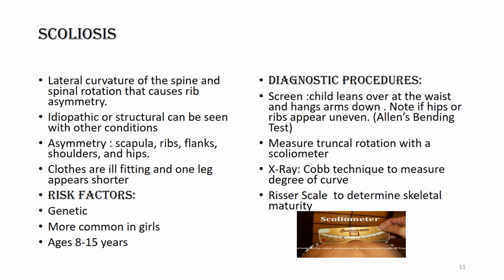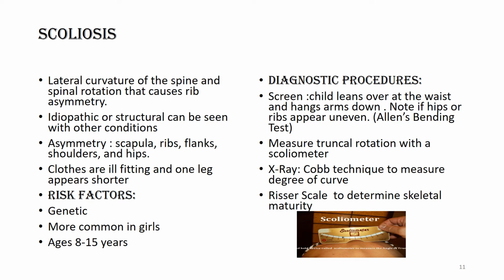When you look at the child, you'll see that his clothes are ill-fitting, with one leg appearing shorter than the other. The risk factors, of course, are genetic, but it's more common in girls and boys, and it's noted between ages 8 and 15. The nurse does the first diagnostic procedure. It's called the Adams forward bending test. And generally the boys will just be in shorts, and the girls will be in shorts, and they'll have to pull their top up a little. They sometimes will screen these kids in their underwear.